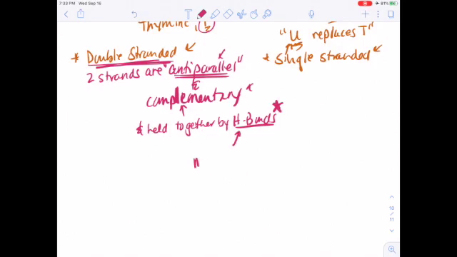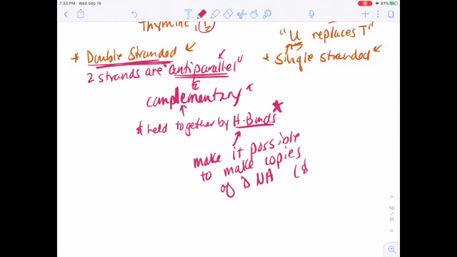And the hydrogen bonds make it possible to make copies of DNA, actually, and also RNA. So there we go. Okay, so that is DNA and RNA.